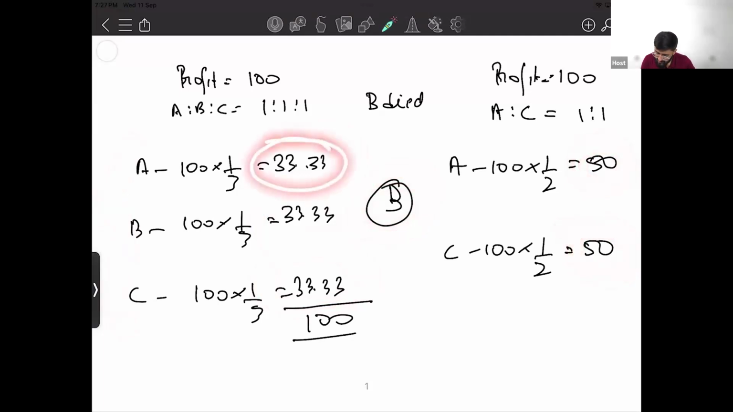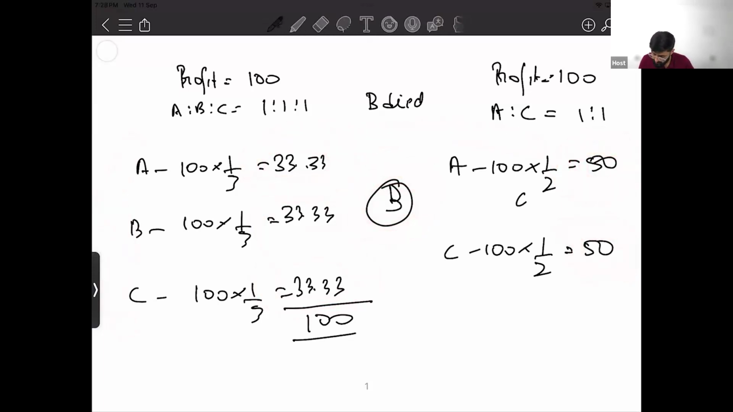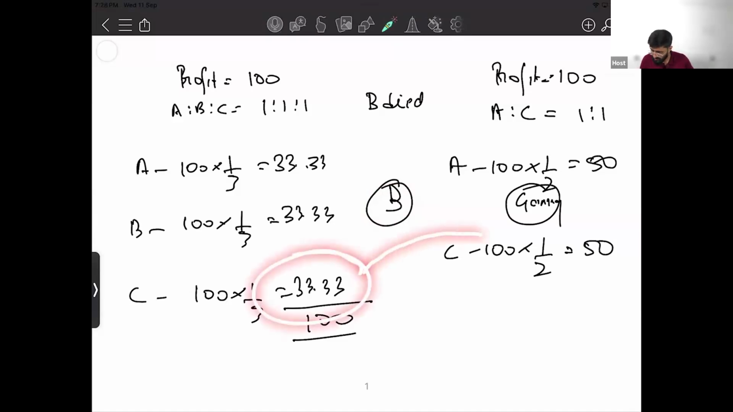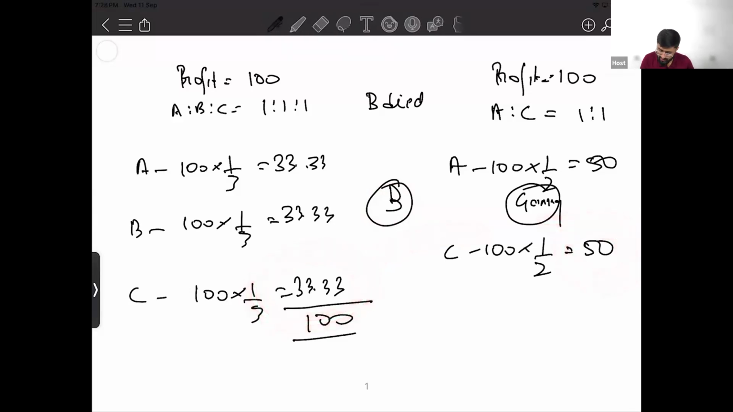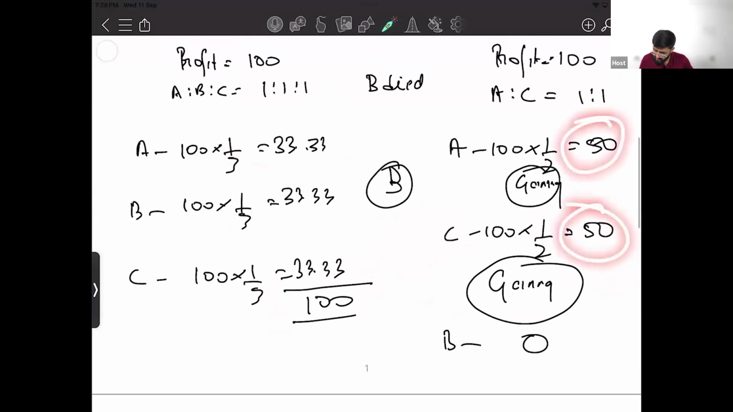Compared to the earlier profit share of 33.33, the new share is 50 rupees, so the partner is gaining. A is the gaining partner. C's earlier share was 33.33, and after B died, the profit share is rupees 50. Here again C is also gaining. C is also the gaining partner and B is sacrificing his share. B's new profit share is 0. So here we can see that B is sacrificing his profit share in favor of A and C.